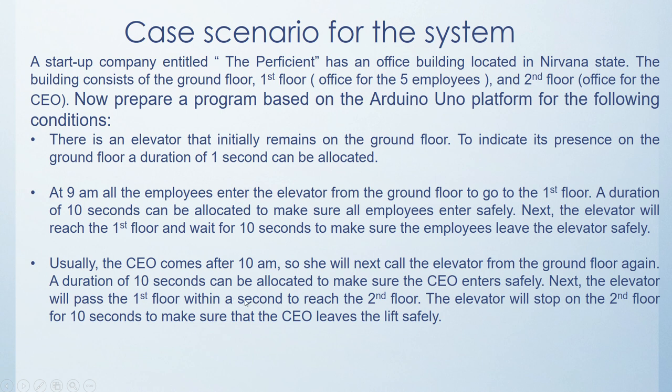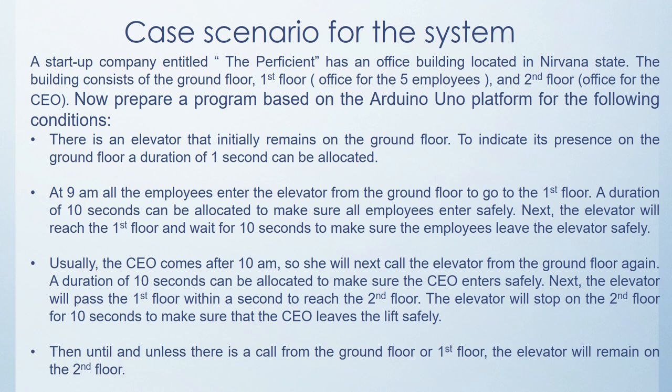We can use one delay function of 1 second, and then the second floor. So what will happen then? The elevator will not actually stop at the first floor. It will stop at the second floor because the CEO wants to go to her office on the second floor. In the second floor, the door of the elevator will open for 10 seconds, so that the CEO can leave the elevator safely.